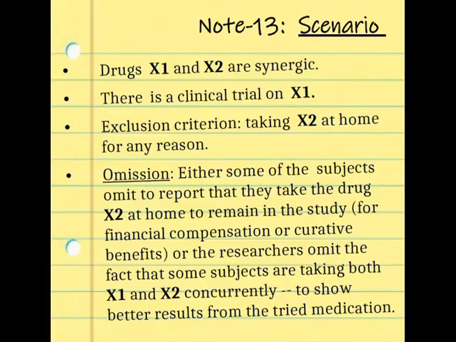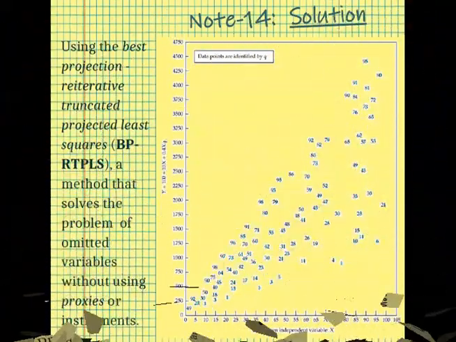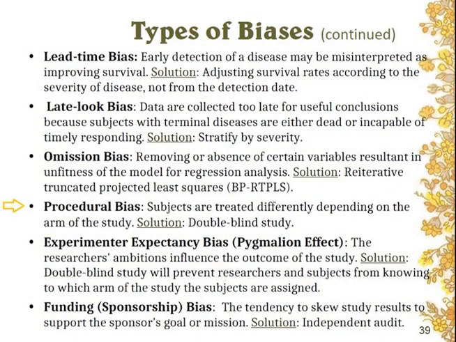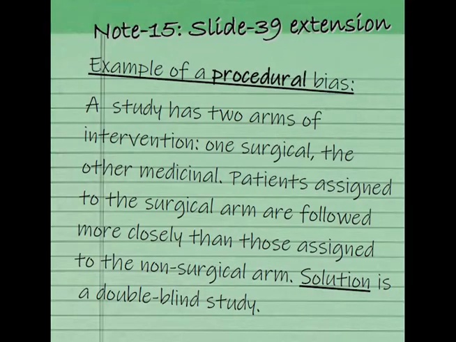So, what would be the biostatistical solution in this case? It is in using best projection reiterative truncated projected least squares, or BPRTPLS, a third-generation technique that solves the omitted variables problem without using proxies or instruments. Procedural bias. Here, the patients are treated diversely depending on their arm of the study. Example, a study has two arms of intervention, one surgical, the other medicinal. Patients assigned to the surgical arm are followed more closely than those assigned to the non-surgical arm. Solution is in the double-blind study.